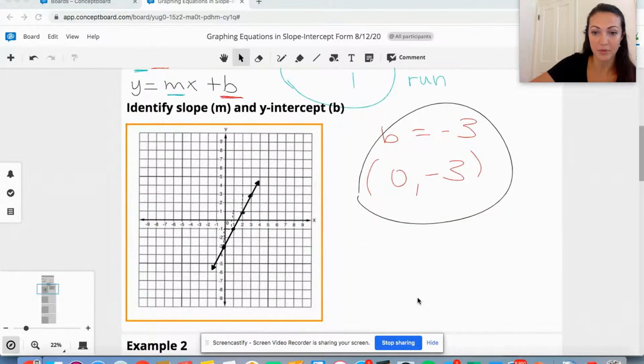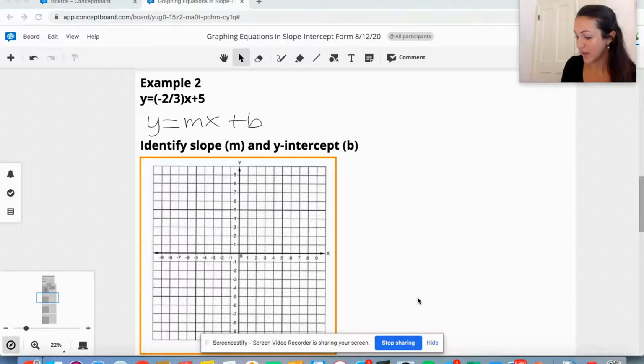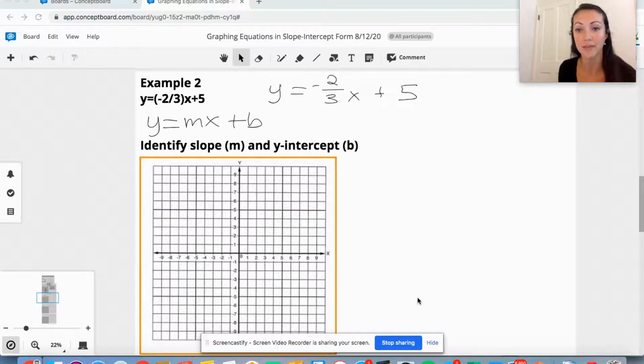All right, let's move on to example number 2. I'm always going to rewrite slope-intercept form. That's y equals mx plus b. And because the computer doesn't let me write fractions, I'm just going to rewrite this problem. Awesome. So y equals negative 2 over 3x plus 5. Same thing as over here. So in green, we're going to identify our slope. Our slope is negative 2 over 3.